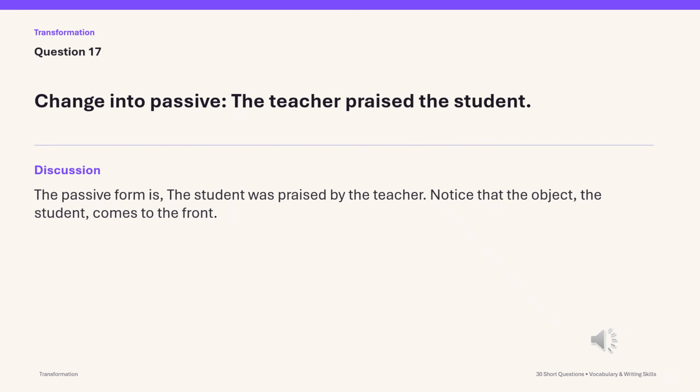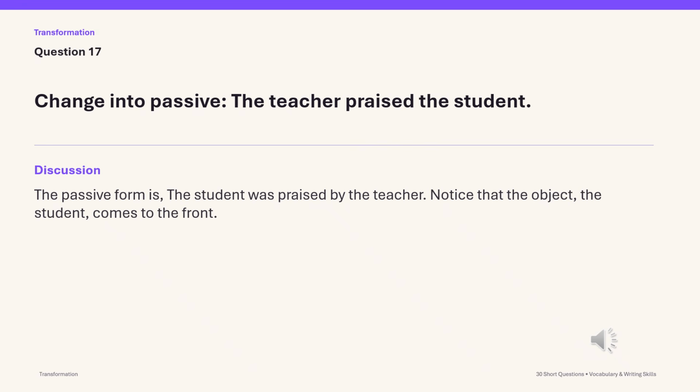Into passive voice: the teacher praised the student. So in passive voice, the first thing is that the focus shifts from the doer of the action to the receiver of the action. First of all, let us take the answer. The answer is the student was praised by the teacher. So the student is the receiver of the action, and so it comes in front in the passive voice.